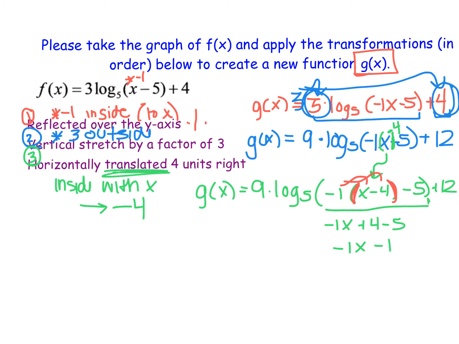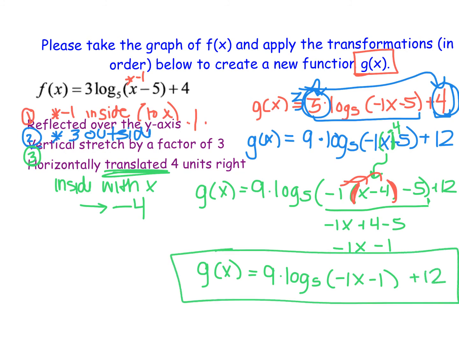So notice the slight difference there. We added in those parentheses around x and we subtracted 4 from x specifically and then applied that coefficient and simplified the expression a little bit further. So here we now have g of x is equal to 9 times the log base 5 of, in parentheses, -1x minus 1, and then on the outside a positive 12. So this is our new function with all 3 of these transformations applied.